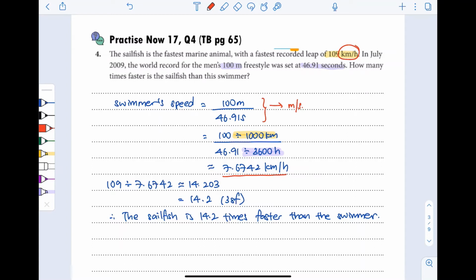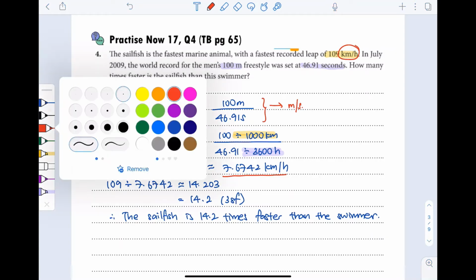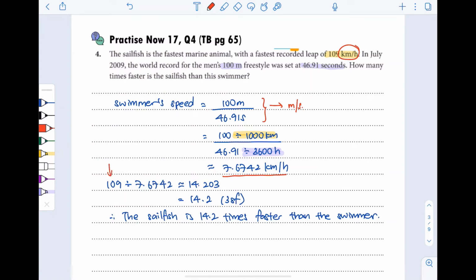But this is not all. The question actually asks for how many times faster the sailfish is than the swimmer. So we need to take the speed of the sailfish and divide by the speed of the swimmer in order to figure out that the sailfish is 14.2 times faster than the swimmer. And this is for practice now 17.